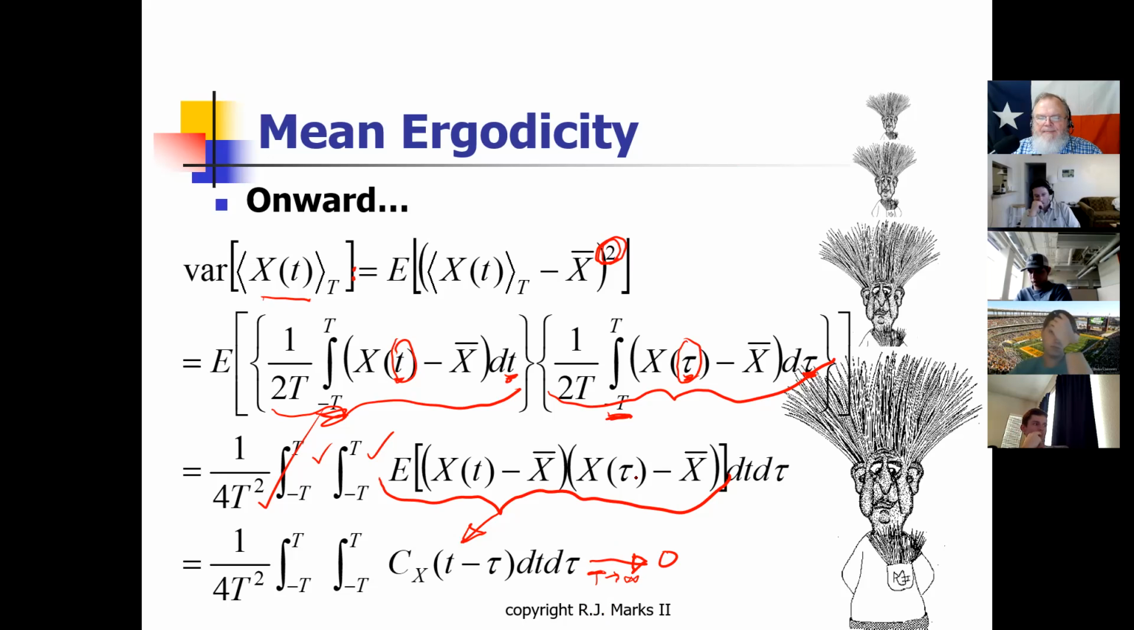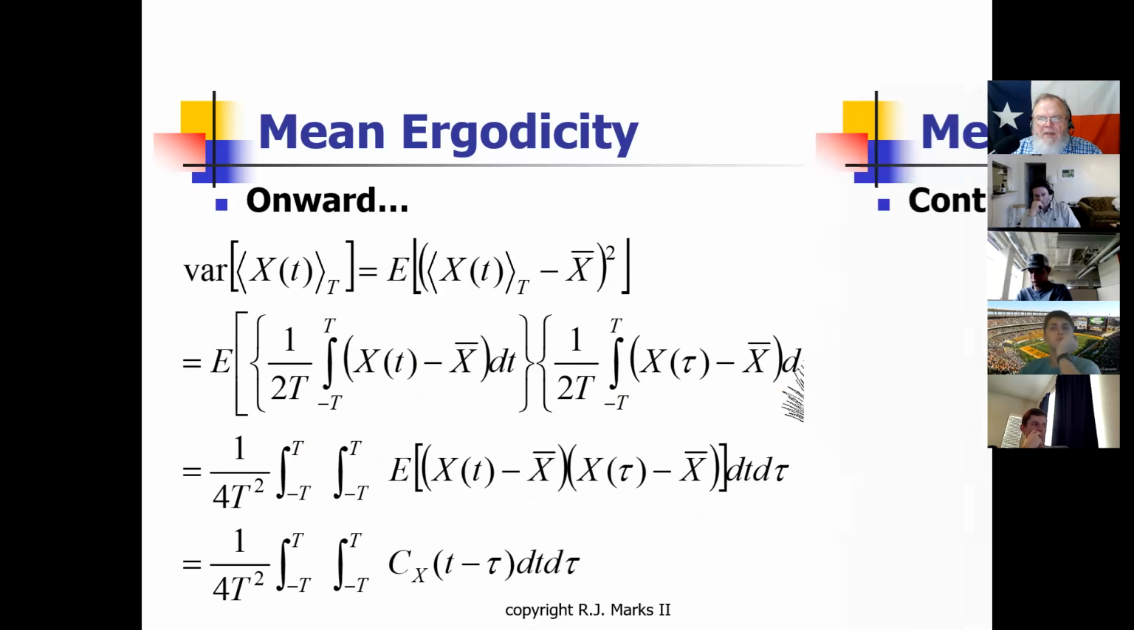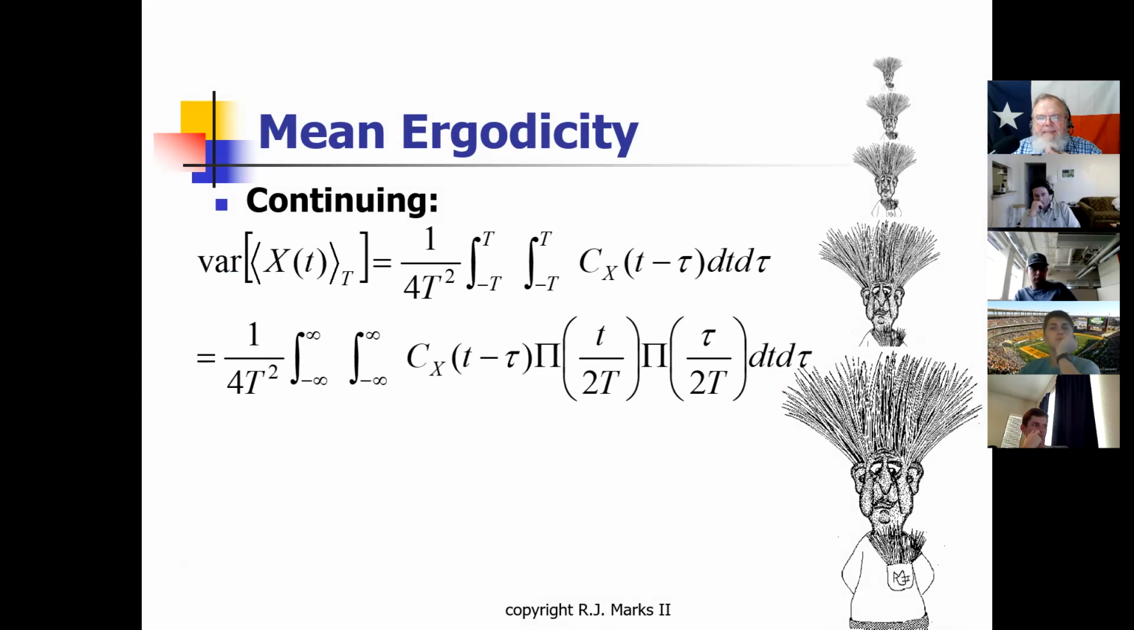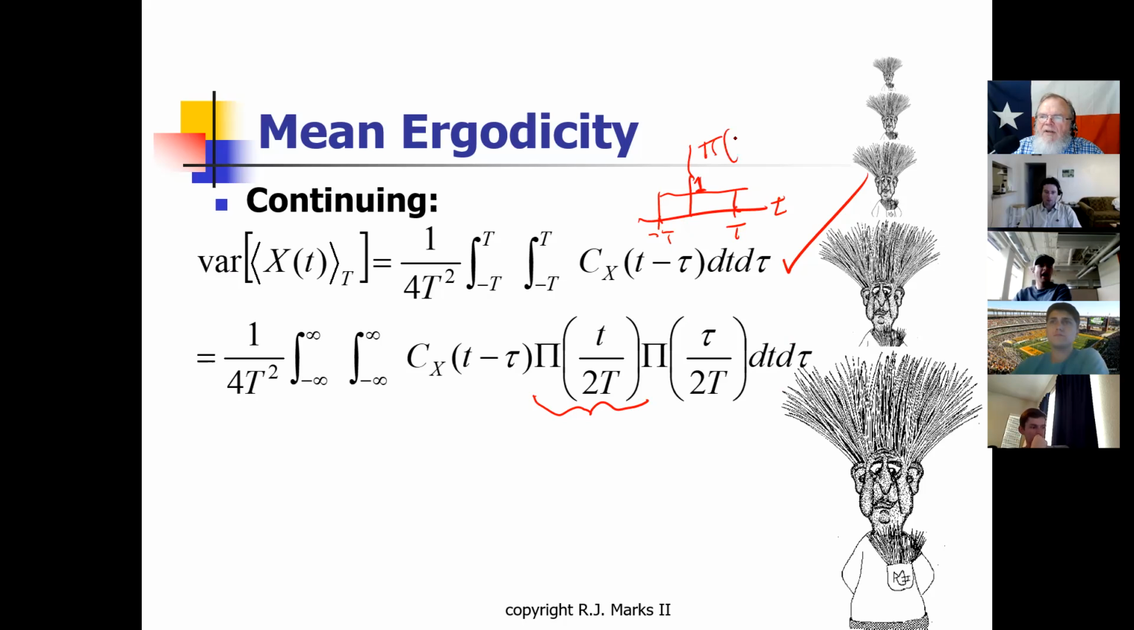Now, let's see if we can simplify this integral a little bit. If we can, we get the following. I'm going to simply repeat the equation that we had at the bottom of the last slide. And then what I'm going to do is take this minus T to T, and I'm going to put a rectangular function here. This rectangle function just goes from minus T to T, and it has a value of 1. So if this is a function of t, this function here is going to be pi of t over 2T.